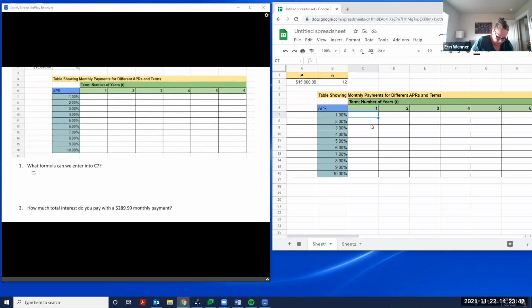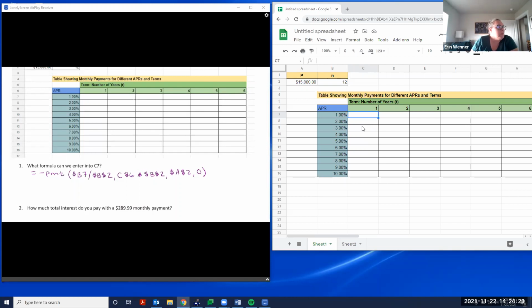So we're going to do equals negative PMT, and then $B7 divided by $B$2, comma, $C$6 times $B$2, comma, $A$2, comma, 0. So what does this all mean?